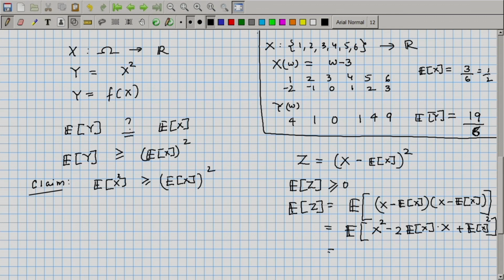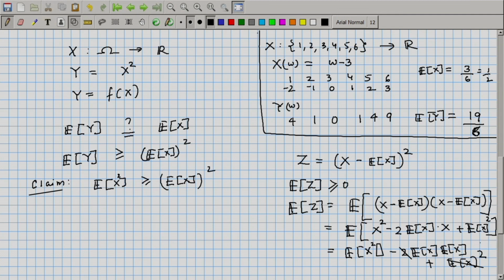By linearity of expectation, this is going to be equal to expectation of x square minus 2 times expectation of x, being a constant, that comes out. So, we will get 2 times expectation of x and expectation of x remains, plus expectation of x whole square. So, this is expectation of x the whole square, one of these cancels. So, what we get is expectation of x square minus expectation of x whole square.